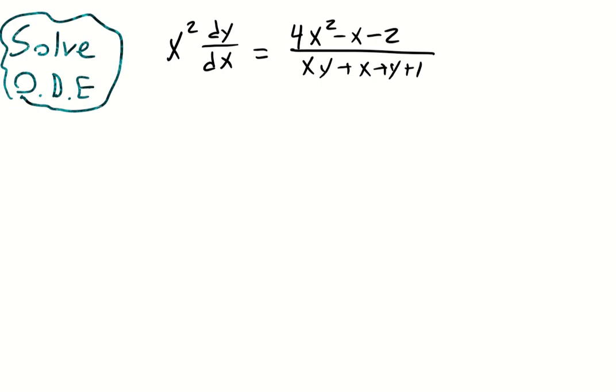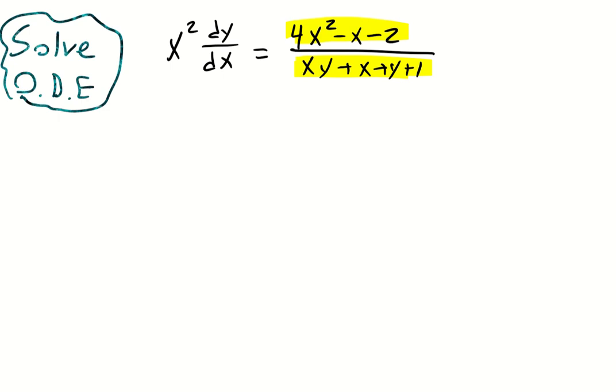x squared dy/dx is equal to (4x squared minus x minus 2) over (xy plus x plus y plus 1). The first thing we should do in this ODE is to factor what we can factor. In regards to the numerator, we're pretty much stuck with that. I suppose we can complete the square, but that's going to lead us nowhere. On the other hand, the denominator we definitely can factor by grouping.